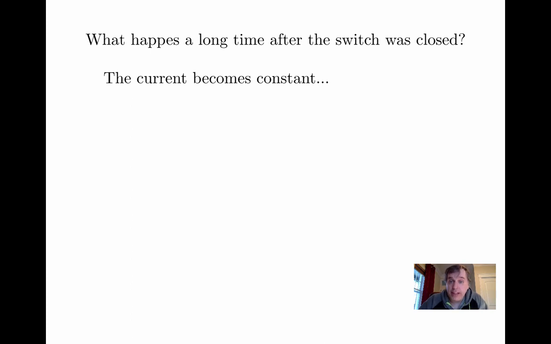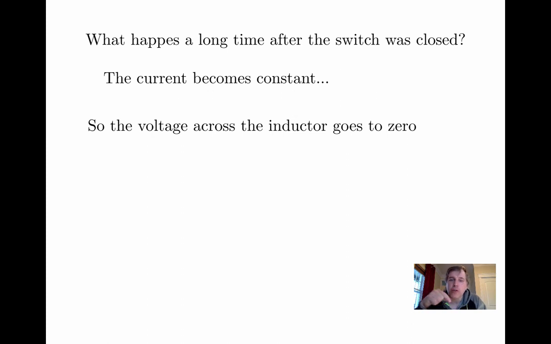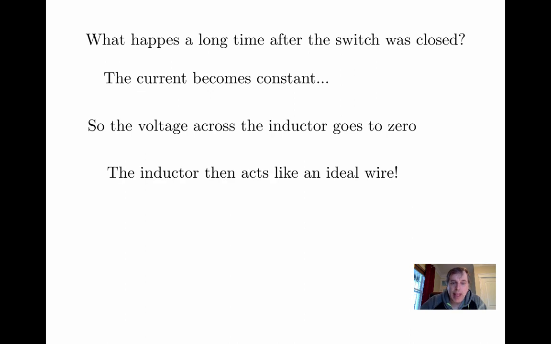So the current becomes constant after a very long time, and the voltage across the inductor is zero, because remember, the voltage across the inductor is L times di/dt. If I is a constant, di/dt is zero. So after a long time, there's no voltage across the inductor and it acts like an ideal wire. If you replace the inductor by an ideal wire, you have a battery with a voltage Vs and a resistor R. So the current is just equal to Vs over R. This is the current you have after a very, very long time.